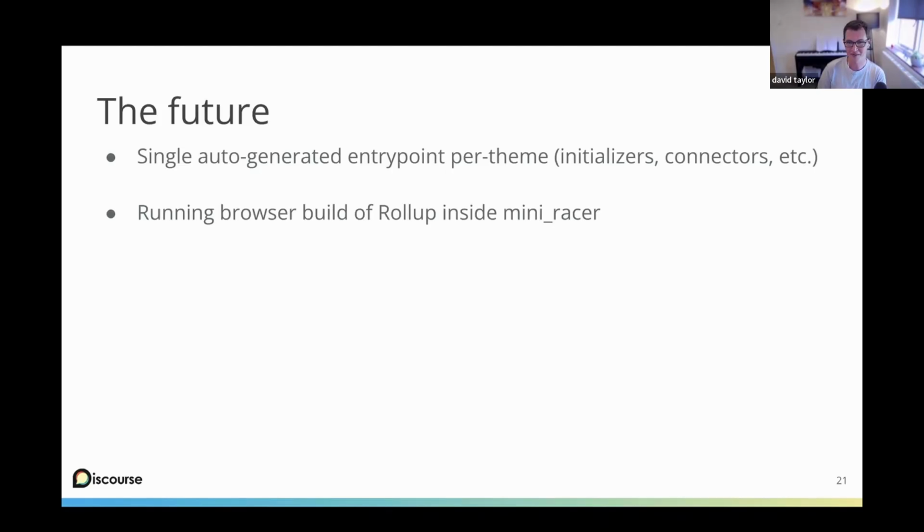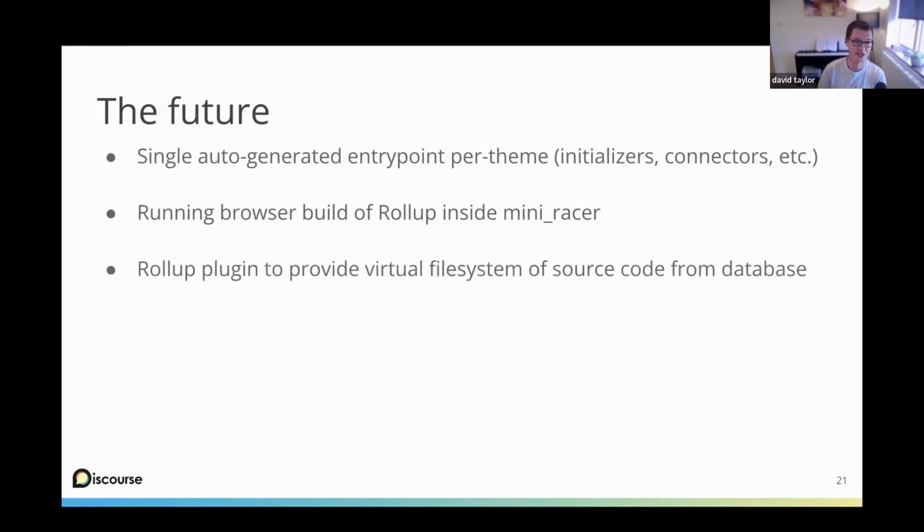after we played whack-a-mole a bit, we were eventually able to polyfill all of those. You can polyfill browser APIs a lot easier than the Node ones. So yeah, we now have Rollup running inside that isolated JS environment on the server, which is cool. Because there's no file system, we have to handle all of that module resolution ourselves. So we have a small Rollup plugin, which gives Rollup access to that virtual file system of source code that's in our database for themes.